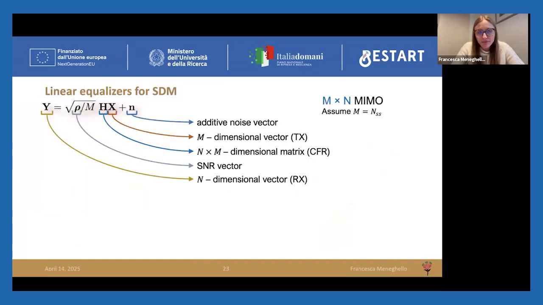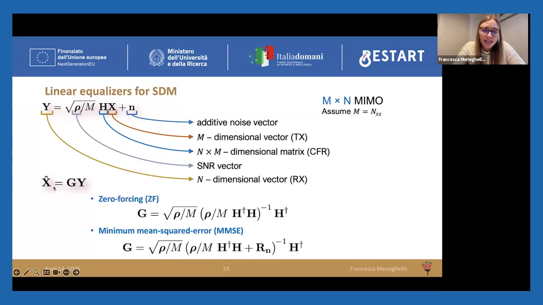So how can we implement the equalizer at the receiver? The simple approach, which is also adopted in wireless networks and specifically in Wi-Fi, is to apply a linear equalizer. So we take the received stream and we apply an equalization matrix, here indicated by G, to retrieve the transmitted data streams.